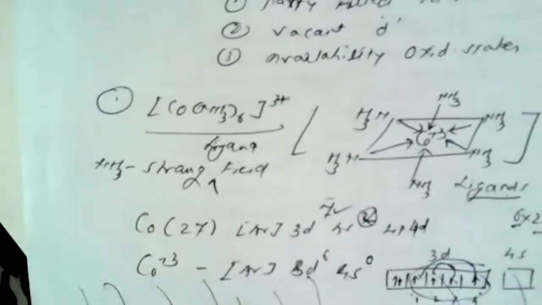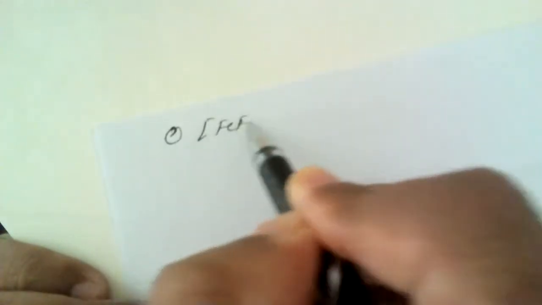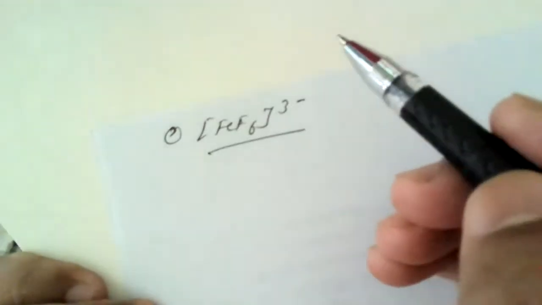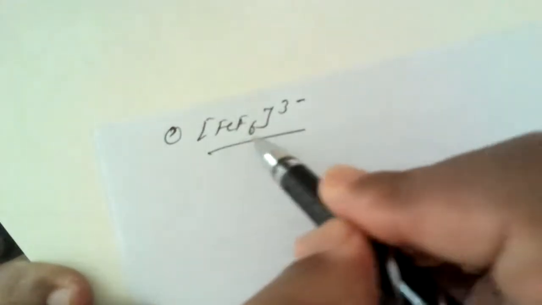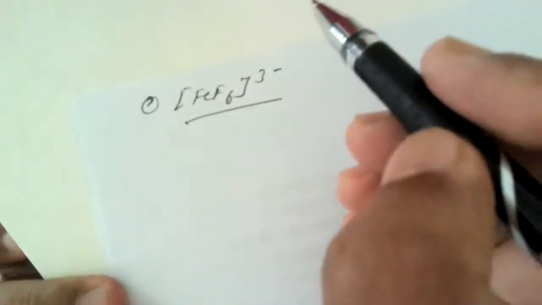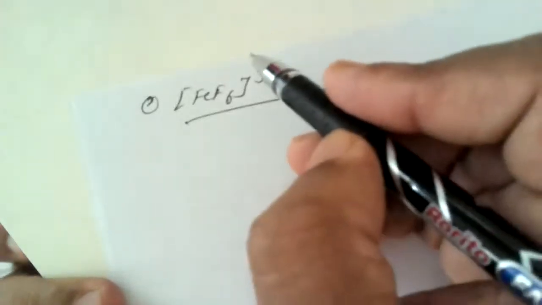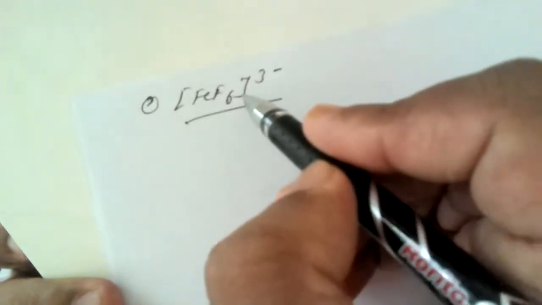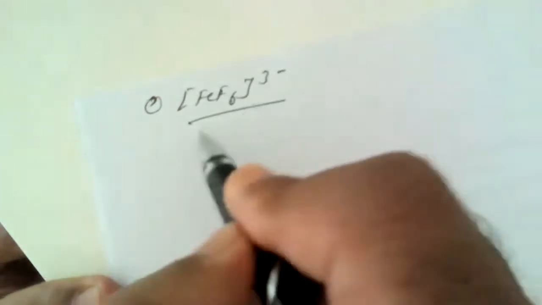Now come to the next complex, the second complex that we are going to study. Here, the second complex is [Fe(F)6]3-. This is known as hexafluoroferrate. Now, again, by applying a similar scheme, we can see in which category this complex falls, whether it is an inner orbital complex or an outer orbital complex.